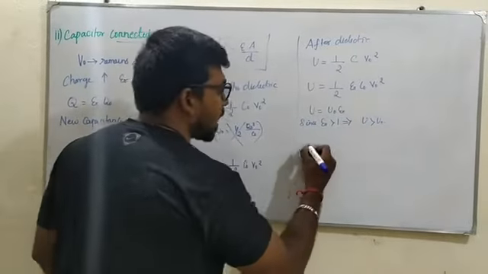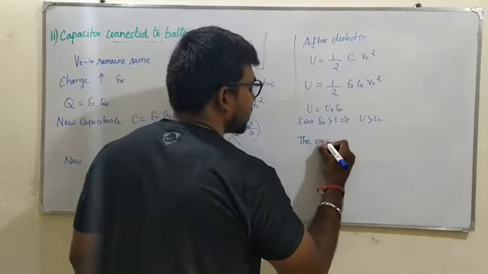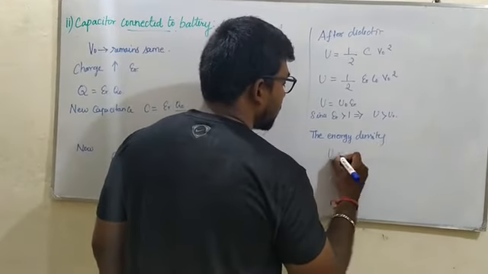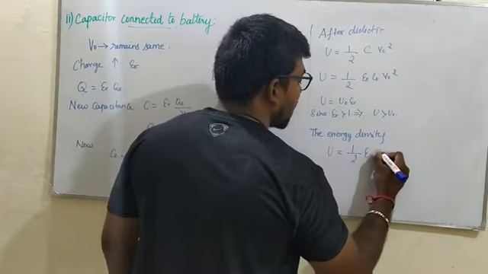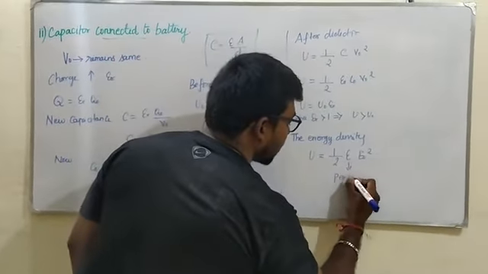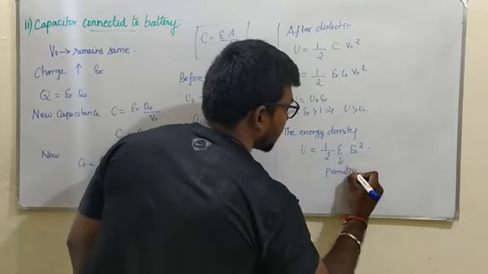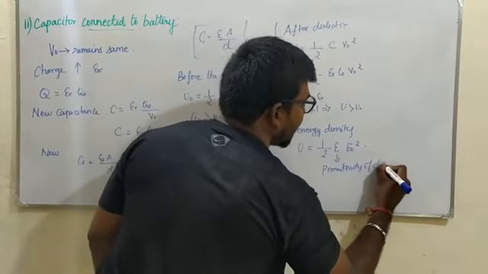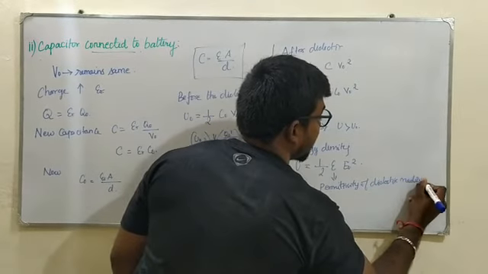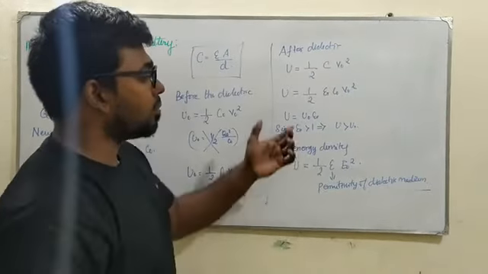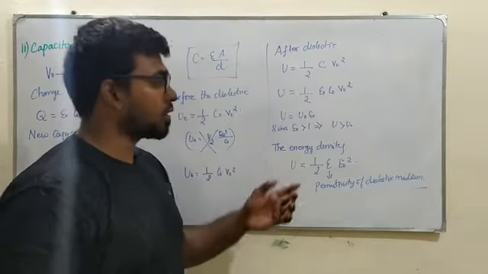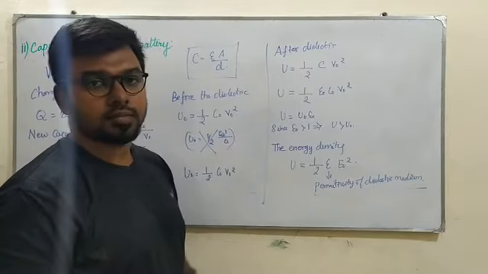So the energy density can be written as U equal to 1 by 2 epsilon E square, where epsilon is the permittivity of the dielectric medium. So the result is that when the battery is connected, the energy stored is increased by a factor of epsilon r.